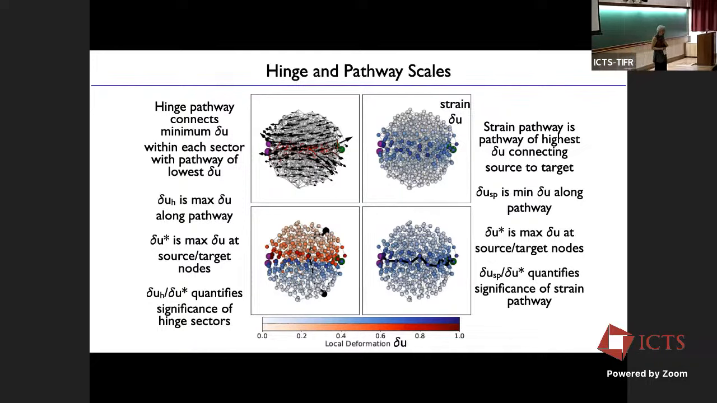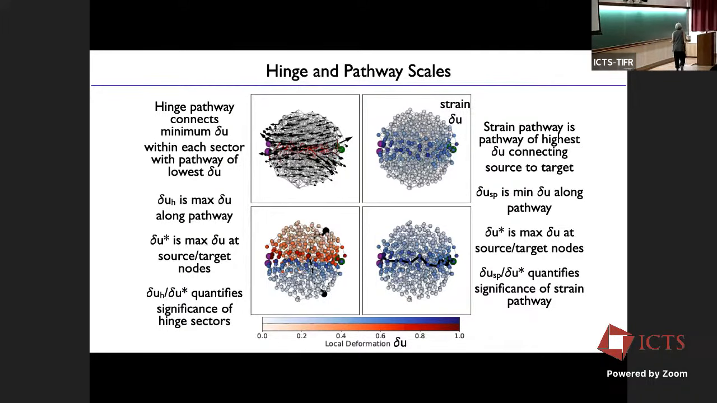Another thing that people talk about are strain pathways. You can imagine that at the source, you just poke it, and over at the target, it pokes out in some direction. There's just this pathway that transmits strain from the source to the target. The topological significance of that is captured by this quantity. So there are two quantities, one that captures the topological significance of hinges, and the other one that captures the topological significance of these strain pathways.